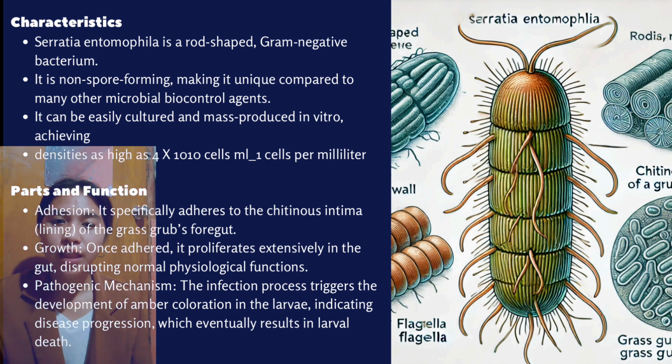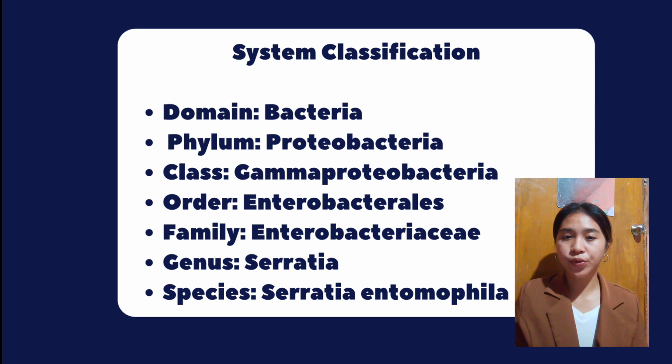So the adhesion. The bacterium specifically adheres to the chitinous lining of the grass grub's foregut, a crucial step in infection. For growth, once attached, Serratia entomophila proliferates within the foregut, disrupting the grub's normal biological processes. Pathogenic mechanism. The infection causes the larvae to develop an amber color, a sign of disease progression, which ultimately leads to death.